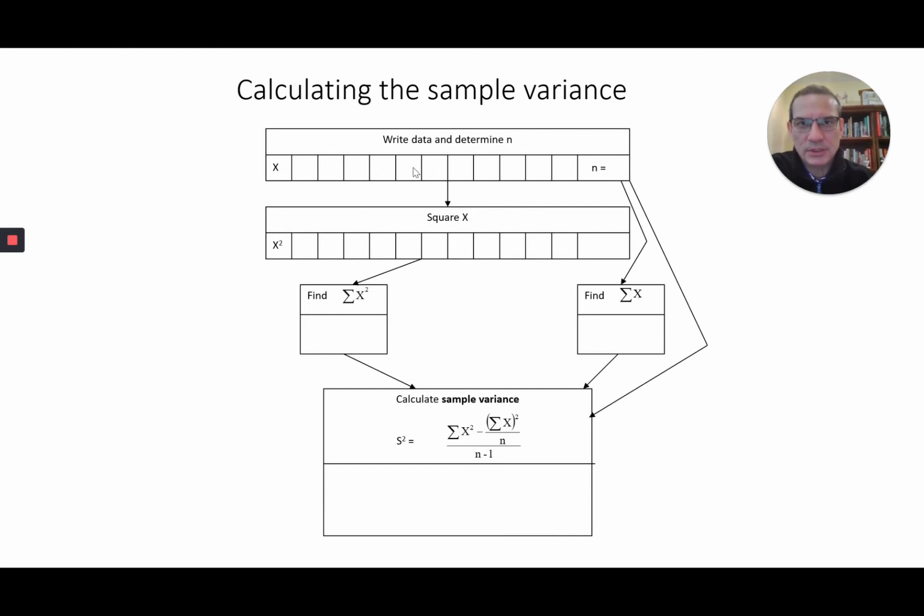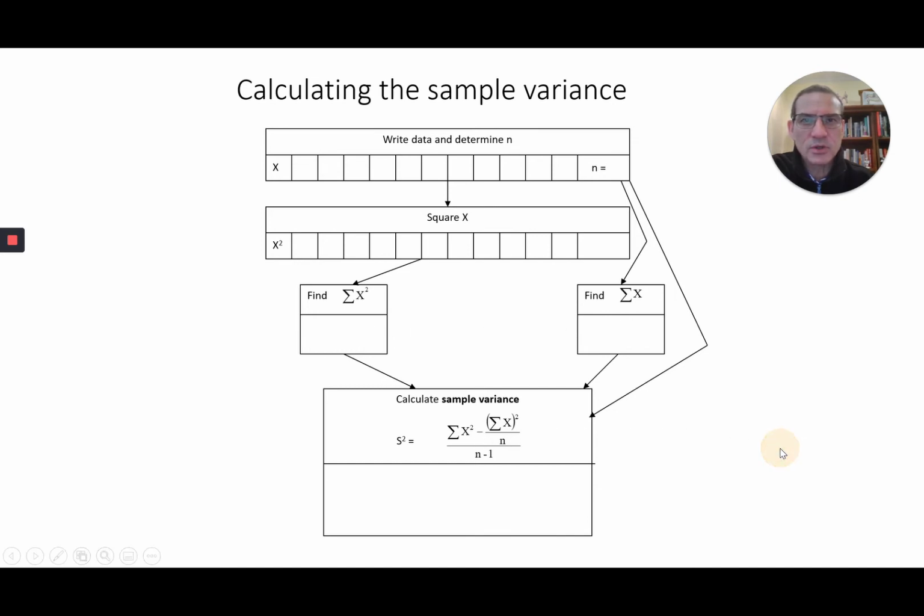You put the numbers here, and n will be the number of observations. The next step will be to square each one of the x individually. And with all the x's, you can find the sum of the x's. And with all the squares over here, you can find the sum of the x squares. Now, once you have those two quantities, you can plug them into the formula.